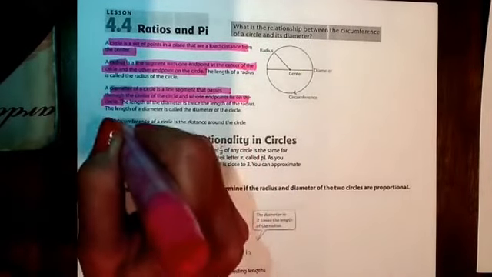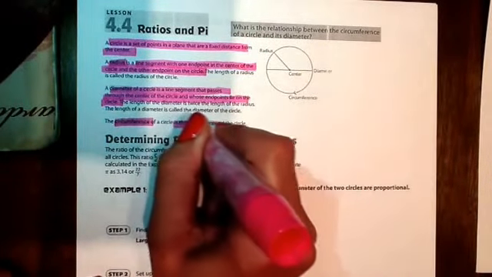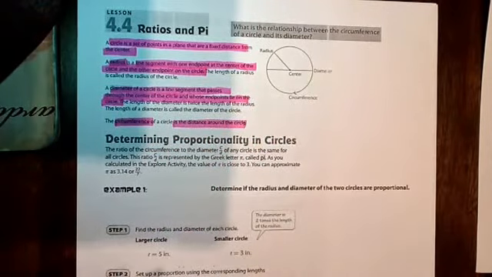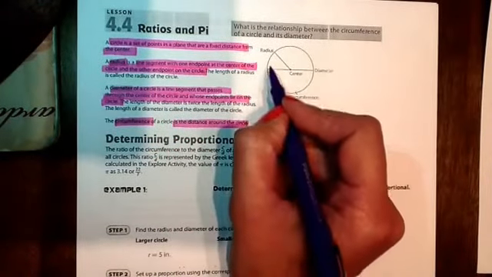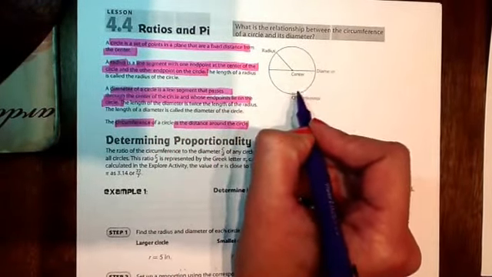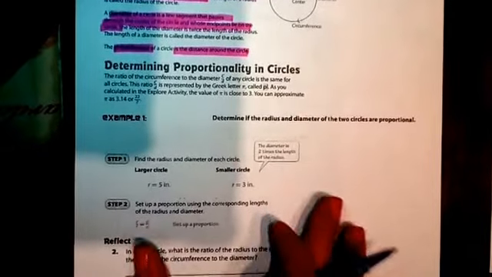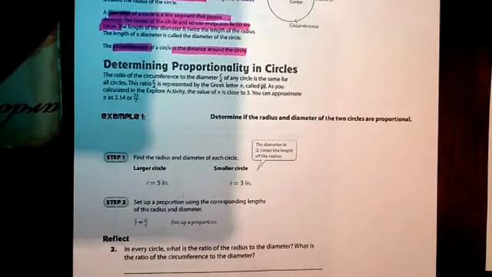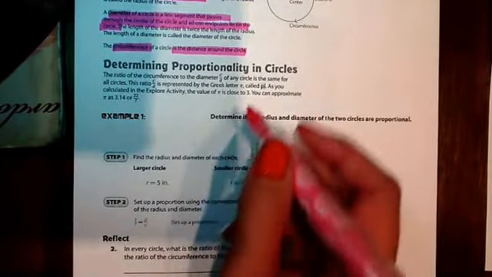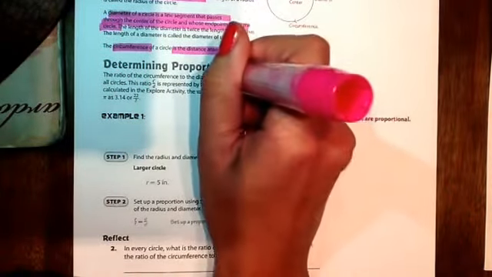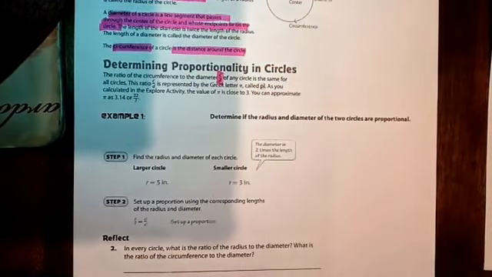Okay? The circumference of a circle is the distance around the circle. So the circumference is the distance all the way around the outside of a circle. We're going to be determining proportionality in circles. The ratio of circumference to the diameter of any circle, this is C over D, circumference to diameter, of any circle is the same for all circles.